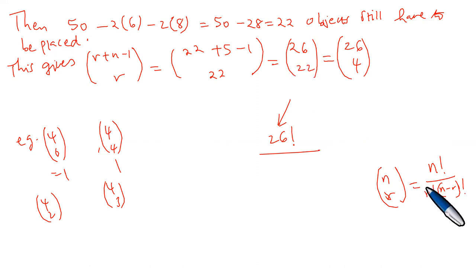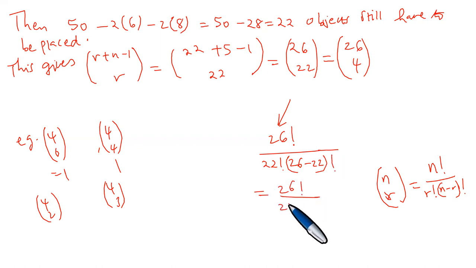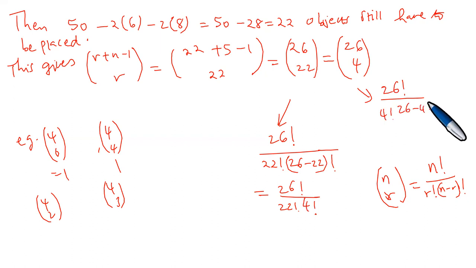So let's come to this one and use this formula. This one is going to be 26 factorial over 22 factorial times 26 minus 22 factorial. What is 26 minus 22? 4 factorial. Right, so this is 26 factorial over 22 factorial times 4 factorial. And 26 choose 4 is 26 factorial over 4 factorial times 26 minus 4 factorial. What is 26 minus 4? 22 factorial.